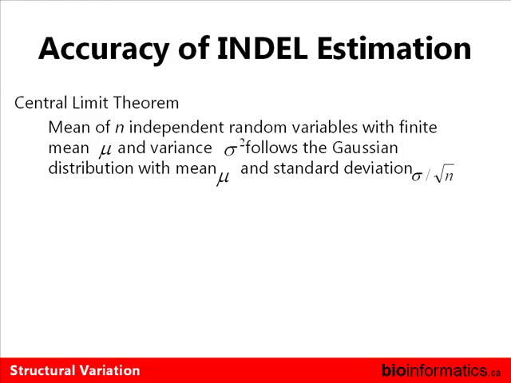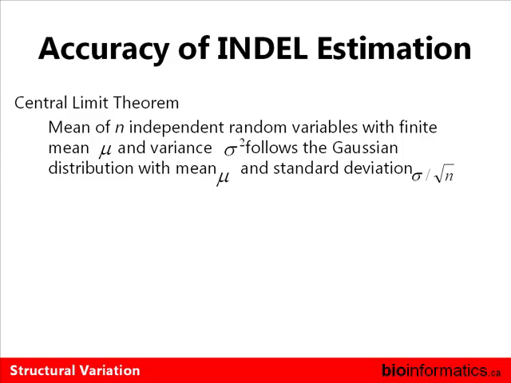If you have a whole bunch of independent random variables, things like coin tosses or dice rolls, where each one has some mean, mu, and variance, sigma squared (sigma is the standard deviation), the mean of all of these will follow the Gaussian with mean mu and standard deviation sigma divided by root n.